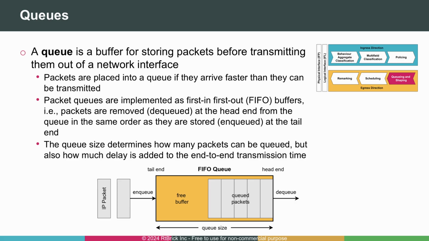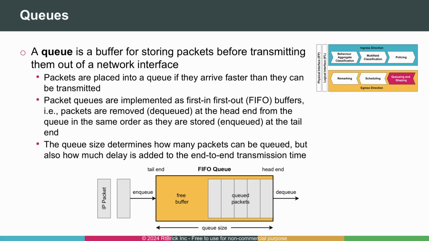In networking, queues are typically implemented as first-in first-out buffers, as they are simple to implement and can operate at wire speed. Packets are removed or dequeued from the head of the queue and stored or enqueued at the tail. There is no packet reordering in a FIFO queue. A critical parameter of a queue is its size, which determines how many packets it can store. If the queue is full, additional packets cannot be stored and tail drop occurs.